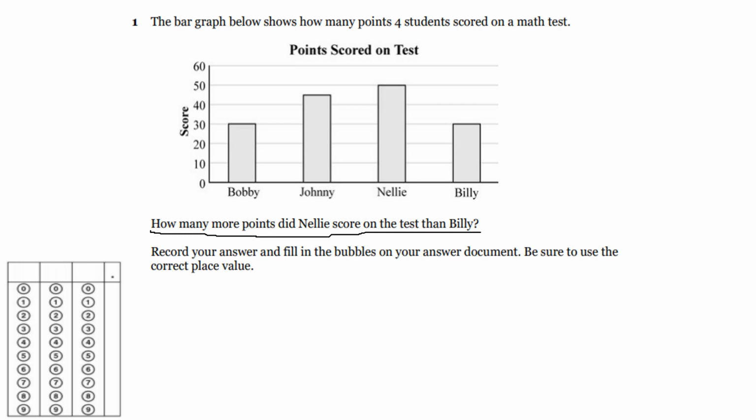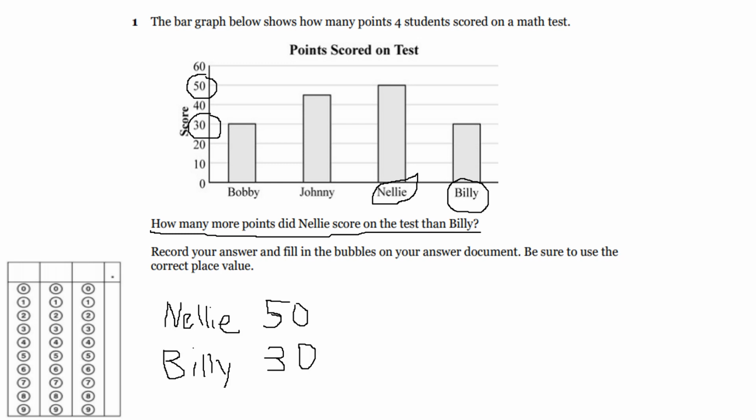I know that Nellie scored a total of 50 points on her test. And I want to mark that to be sure I am looking at the right student. Next, I need to know exactly how many points Billy scored in order to see how many more points Nellie scored than Billy. Billy scored a total of 30 points. Now that I know Nellie scored 50 points and Billy scored 30 points, I can figure out how many more points Nellie scored on her test than Billy did.